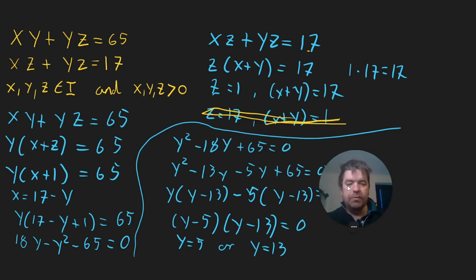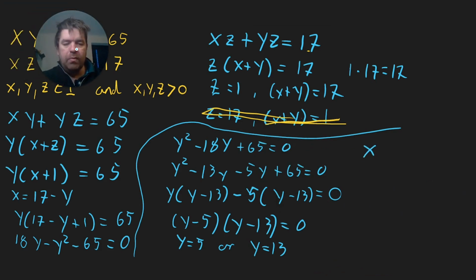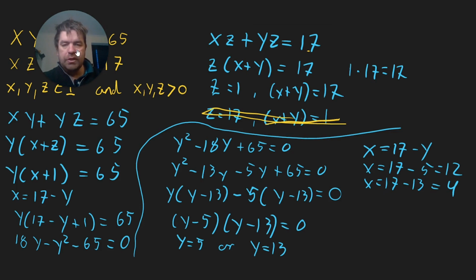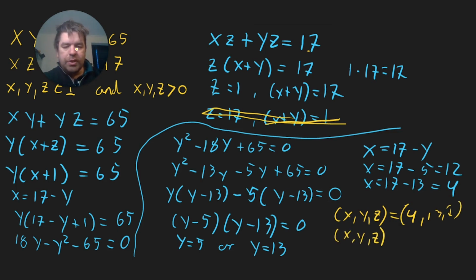The equation we had before, x = 17 - y, so x is either 17 - 5, which is equal to 12, or x is equal to 17 - 13, which leaves us with 4. So we have two solutions, and I'll write those in yellow. (x, y, z) is equal to, one of them is (4, 13, 1), and the other solution is (12, 5, 1).